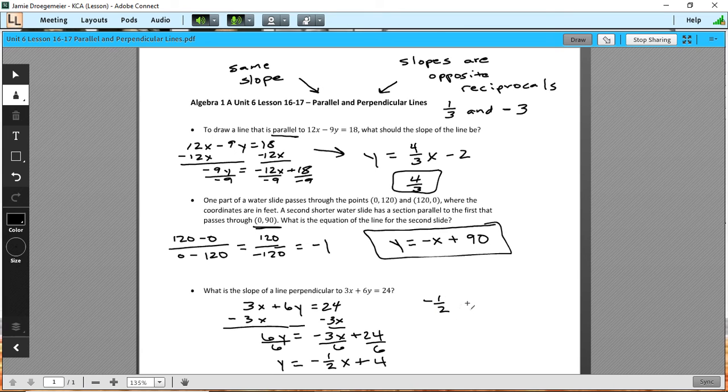The perpendicular line needs to be the opposite reciprocal. So opposite sign would make it positive. Reciprocal, we flip that fraction, and so it becomes 2 over 1, or positive 2. And so 2 would be the slope of our perpendicular line.